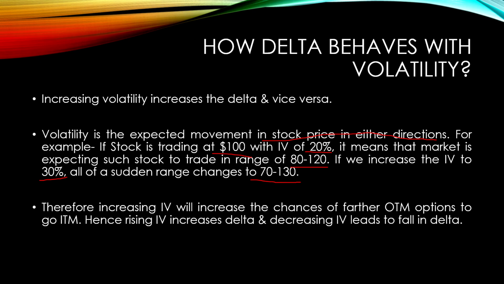So if a stock is trading at $100 and its current IV is 20%, then the option market is predicting that at most it can go low to $80 and the highest it can go is $120. So volatility calculates the range of this stock.